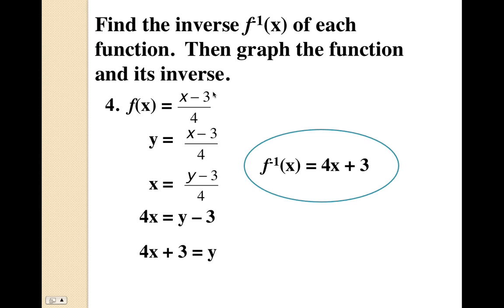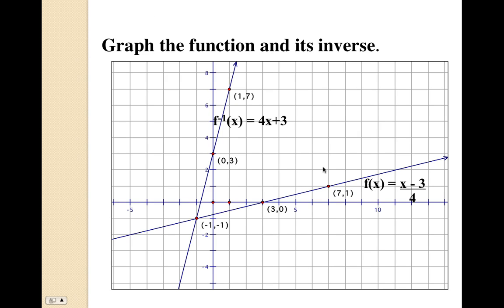Now, in terms of graphing, like I just said on the previous slide, if you're not sure how to graph (x minus 3) over 4, you should be able to graph 4x plus 3, 3 being the y-intercept and a slope of 4. As you can see, if you could graph 4x plus 3 and come up with the points (-1, -1), (0, 3), and (1, 7), then to graph f of x equal to (x minus 3) over 4, switch all of these points. (1, 7) now becomes (7, 1), (0, 3) becomes (3, 0), and (-1, -1) is going to stay in the exact same spot. So again, just a little tip for you.